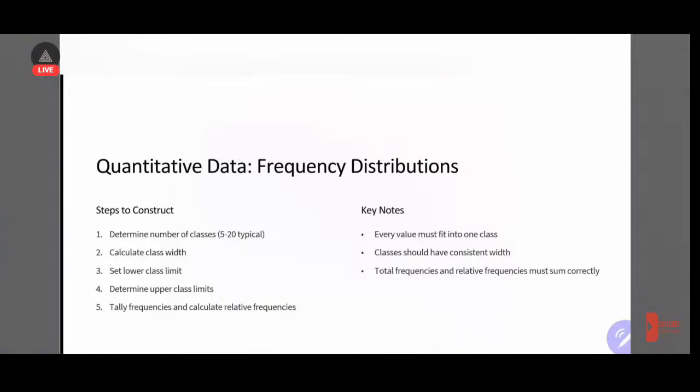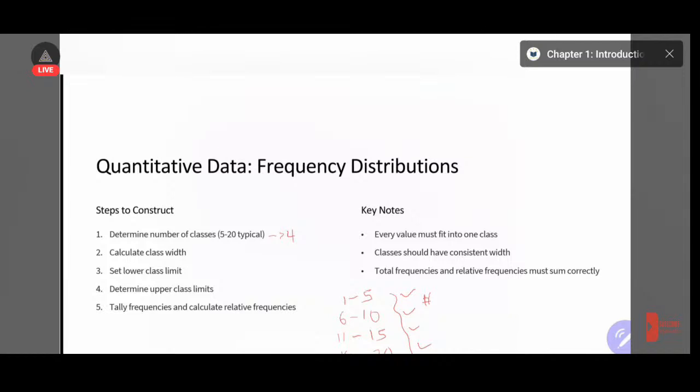So we use classes. For example, let's assume we have 1 to 5, 6 to 10, 11 to 15, and 16 to 20. These are classes. In this case, we have 4 classes: 1, 2, 3, 4. Now, you have to determine the number of classes you want to use.